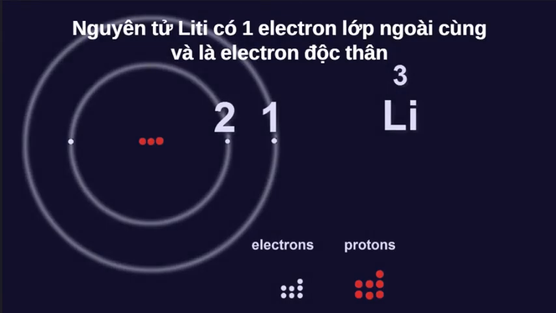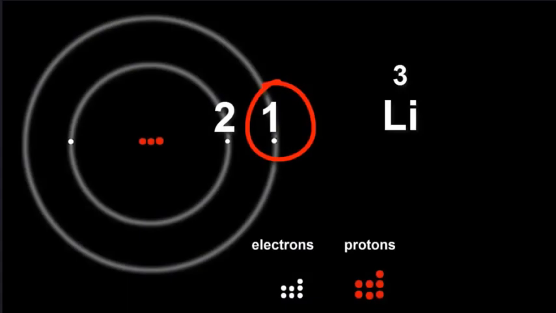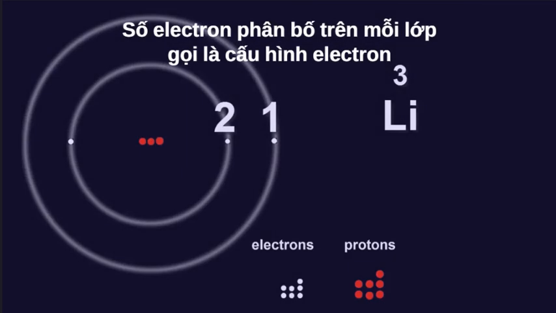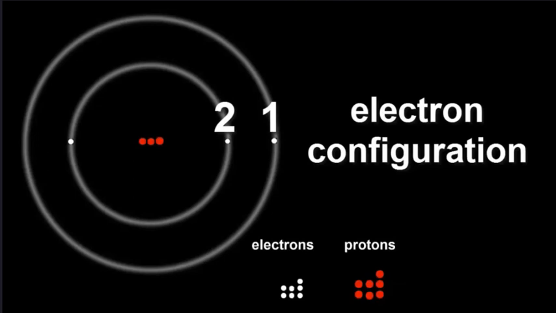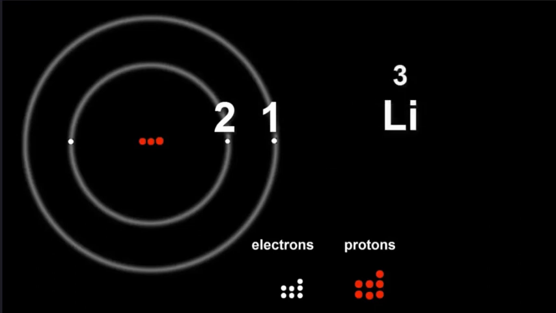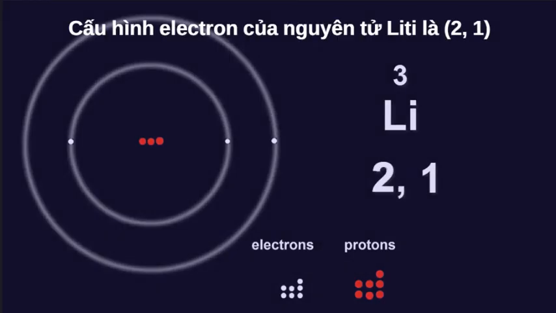For example, lithium is a metal because it has a single electron in its outer shell. We will explain how this happens later. The number of electrons in each shell of an atom is called its electron configuration. You should ask your parents if they know what electron configuration means. They're really cool words to learn. The electron configuration of lithium is 2 electrons in the first shell and 1 electron in the second shell. Or sometimes scientists just write 2, 1 for short.